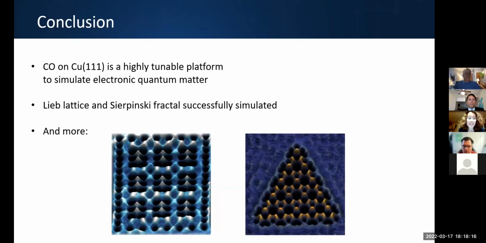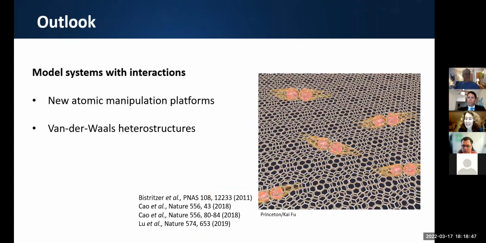As a conclusion, we realized a highly tunable platform, an electronic analog quantum simulator using carbon monoxide molecules on copper 111. We discussed a Lieb lattice with a flat band, which could be very interesting for superconductivity. We discussed a fractal, and we also built several more structures in the lab. What I haven't discussed is if we saw superconductivity there, right? We created a material in which one would expect it, but we didn't see it yet.